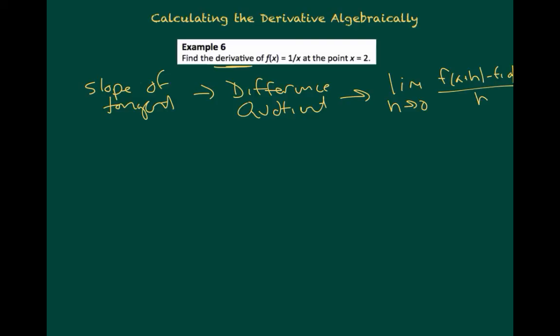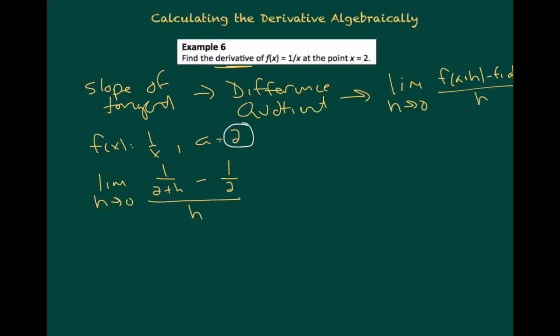Okay, well in this case, a equals 2. So f of x equals 1 over x, and a equals 2. So we're going to take the limit as h approaches 0 of 1 over 2 plus h minus 1 over 2, divided by h. Now again, why are we doing that? Well, since a is 2, we're plugging 2 into the function, and the first term is f of 2 plus h, minus f of a. So here's 2 plus h, and there's the f of a.